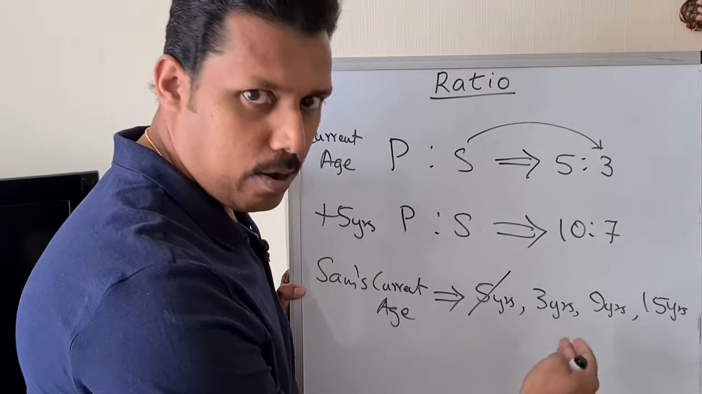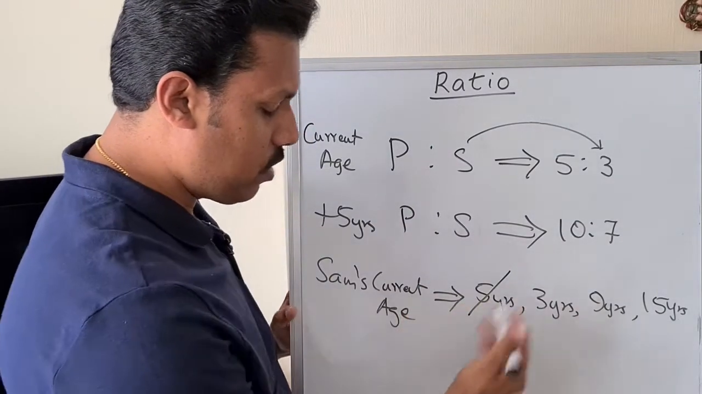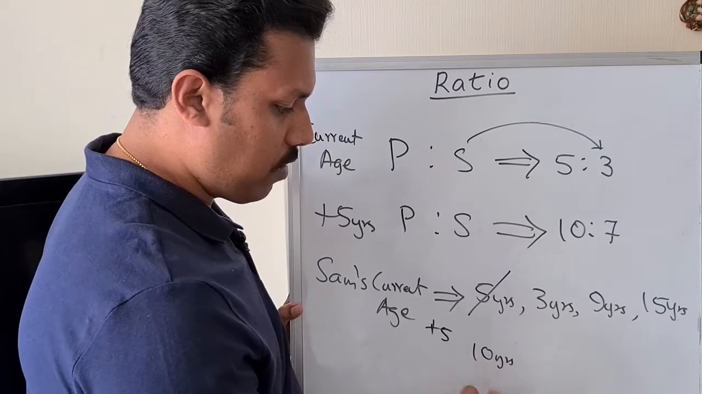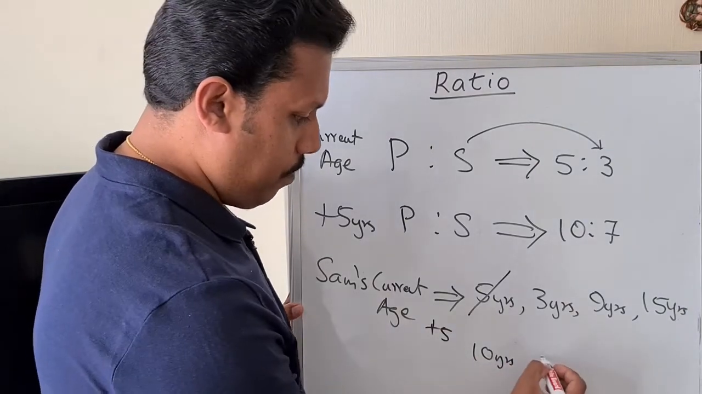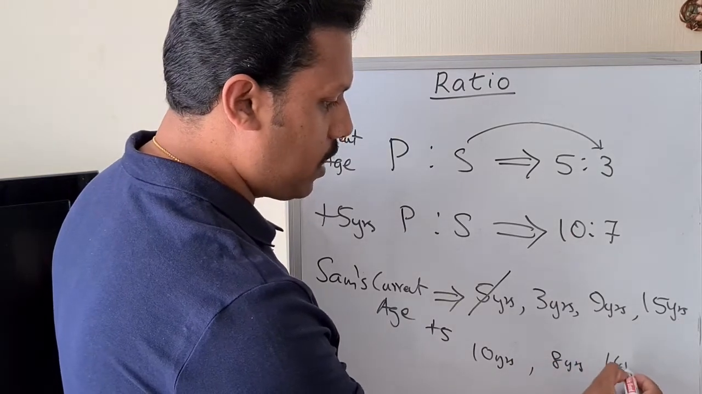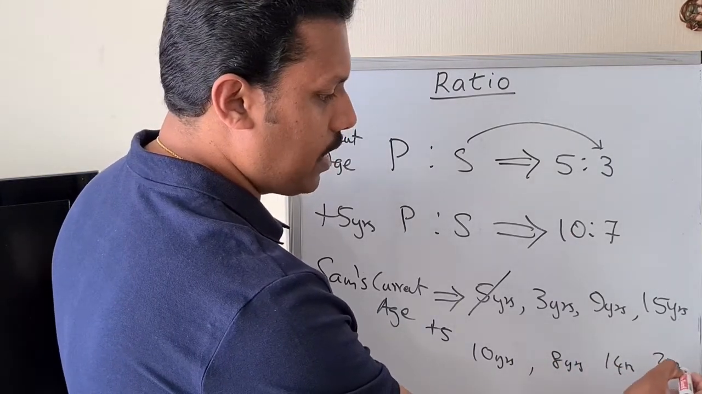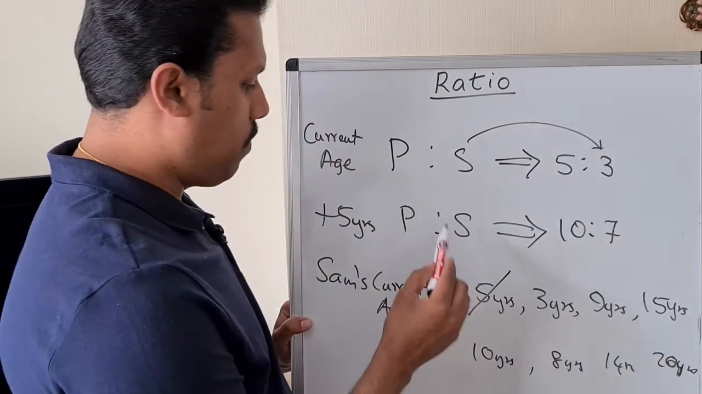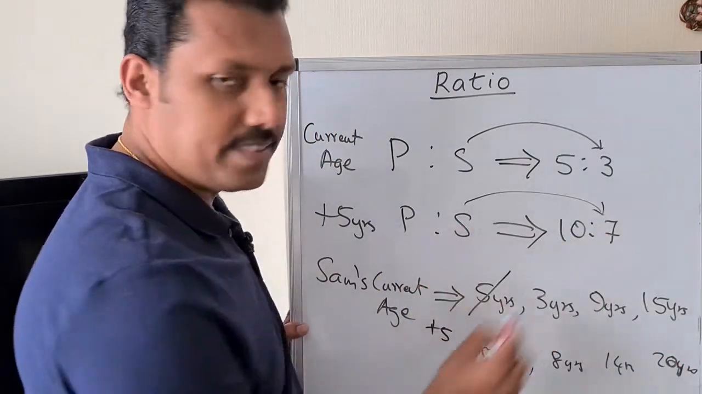5 years from now, so that is current age. 5 years from now means plus 5. So that becomes 10 years. After 5 years, Sam will be 10 and 8, and this 9 plus 5 is 14, 15 plus 5 is 20. That is after 5 years. So let's look at after 5 years, Sam is a multiple of 7.